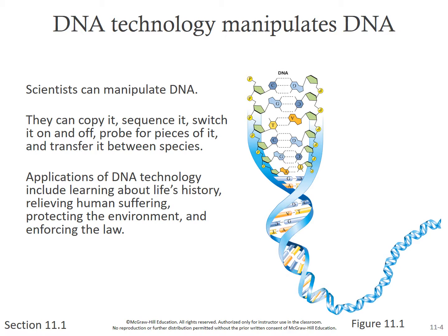Scientists are able to manipulate DNA in different ways. Lots of these we will talk about. They're able to copy it. They're able to sequence it, kind of looking at the order of the nucleotides. They're able to switch it on and off. And so this is the cells can do this on their own. This is gene regulation, choosing which genes can be expressed and which ones will be not expressed. So humans, scientists have the ability to turn these on and off, as in choose which ones will be expressed or not expressed in different ways.